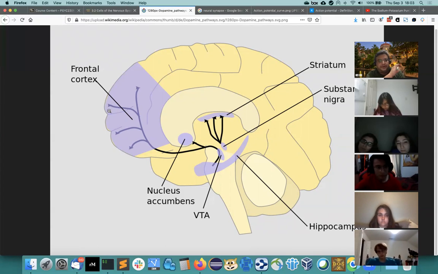This is the front of the brain. This is your top of the head here. This is the back of your head. One of the eyeballs would be right about here, right? So it projects over here and into what's called a striatum.